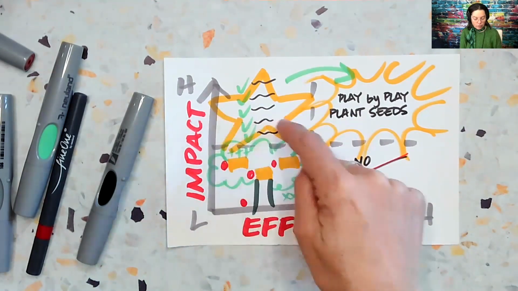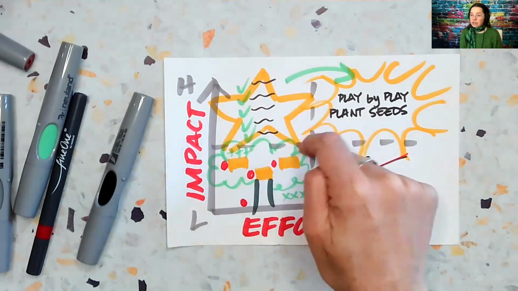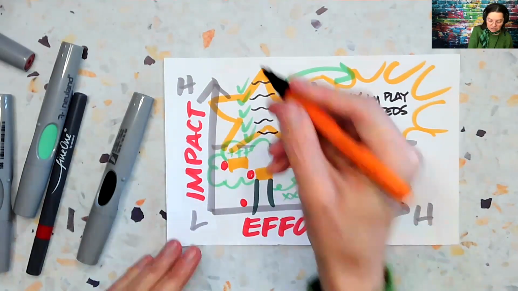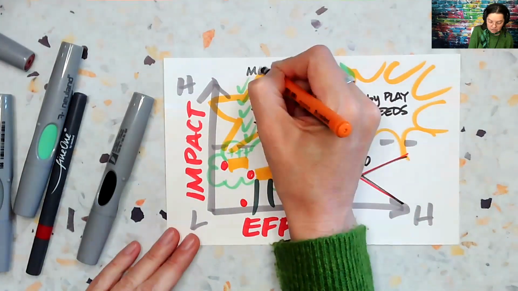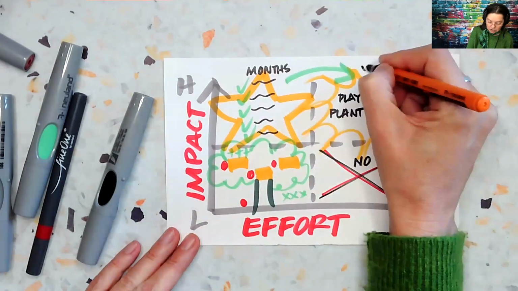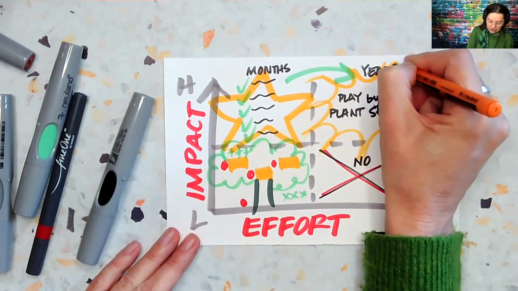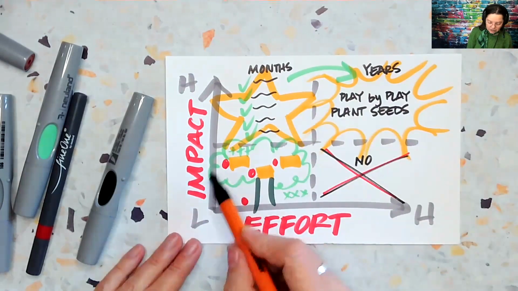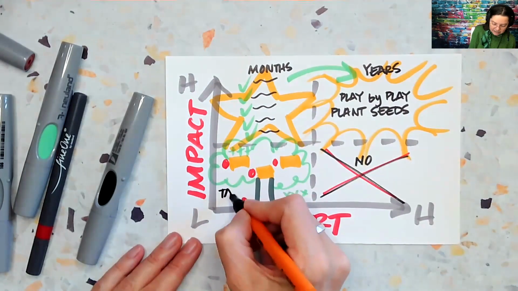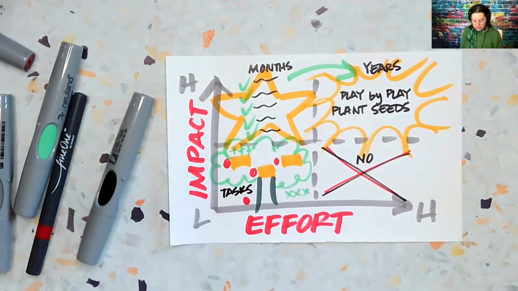Whereas with high impact, low effort, they might put a time constraint on it. This might be months, whereas this might be years, right? And down here, again, these are more like tasks. And so again, a really quick way.